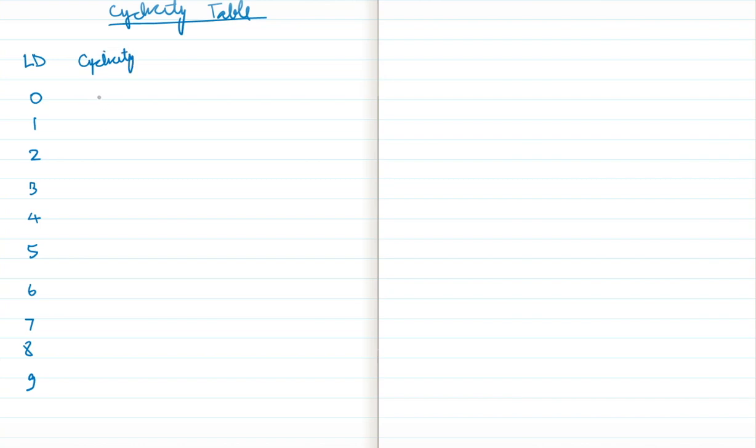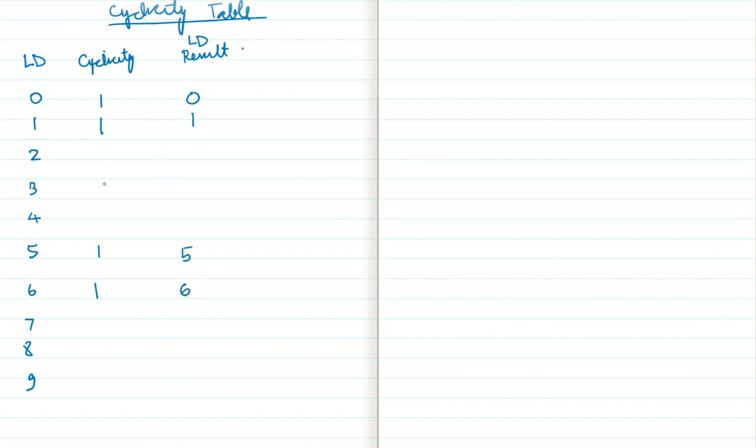So the cyclicity of 0 is 1, which means for any power, the result will be a 0. Likewise for 1, again the cyclicity is 1, so the last digit of the result will be 1. Likewise the cyclicity of 5 and 6 is 1, so the last digit 5 and 6, no change here.